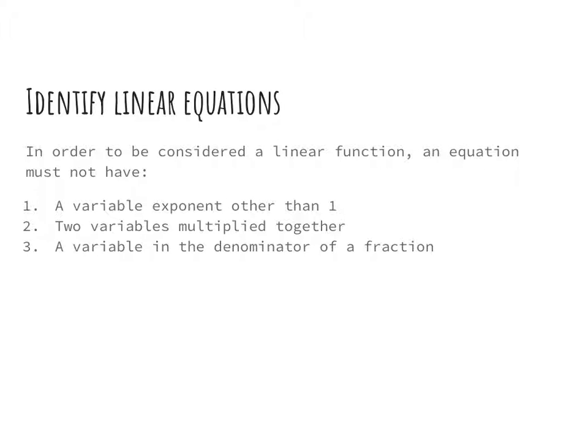So the first thing we're going to do is identify linear equations. In order to be considered a linear function, an equation must not have these three things. It can't have a variable exponent other than 1. It can't have two variables being multiplied together, and it can't have a variable in the denominator of a fraction. If an equation doesn't have any of these three things, then we would call it linear. If it does have one or more of them, it is not linear.